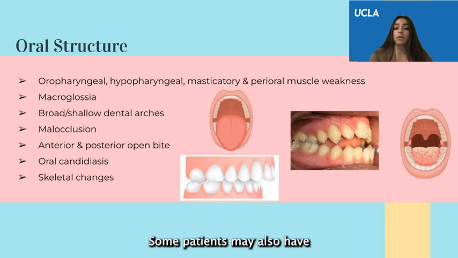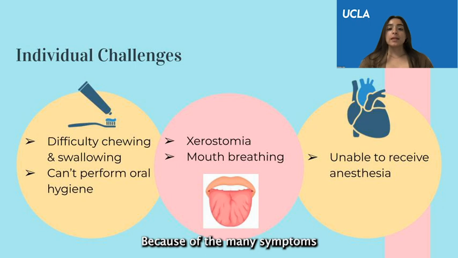Some patients may also have oral candidiasis, which is an infection of the oral cavity and typically presents as whiteness on the tongue or whiteness or bumps on the cheeks. Many may also have anterior and or posterior open bites, and some may have malocclusion. Because of the many symptoms discussed previously, individuals with DMD may experience many individual challenges when it comes to dental health and hygiene.